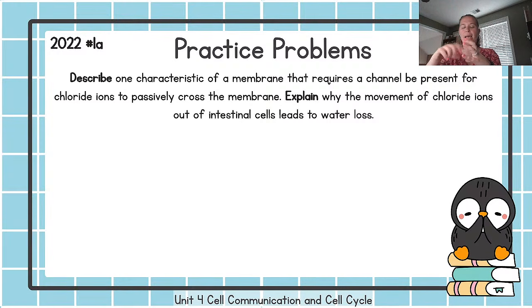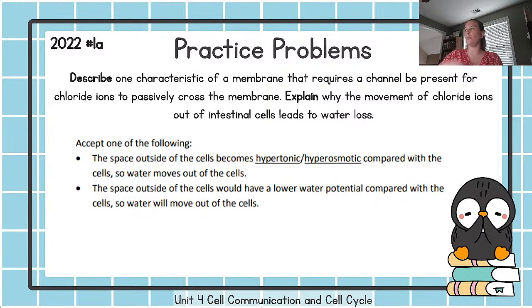The inside of my cell is now going to be hypotonic to the outside, right? Because the chloride left, making the outside hypertonic and the inside hypotonic. So, of course, water moves from areas that are hypotonic to hypertonic. And so we're going to see that the water is going to move out because the space outside the cell becomes hypertonic or hyperosmotic, if you've learned that word, compared to the cell. And so the water moves out of the cell. The space outside the cell is going to have a lower water potential compared to the cells, so the water moves out of the cell.